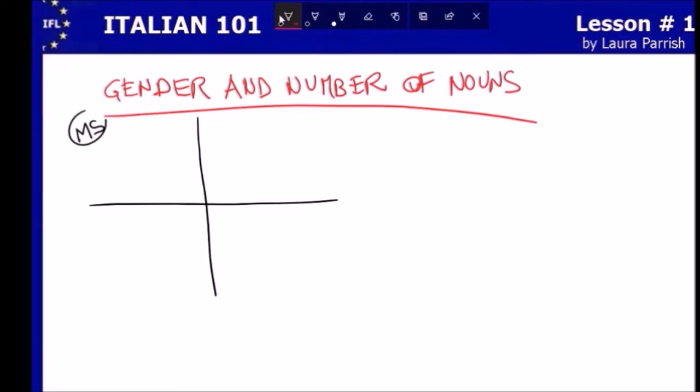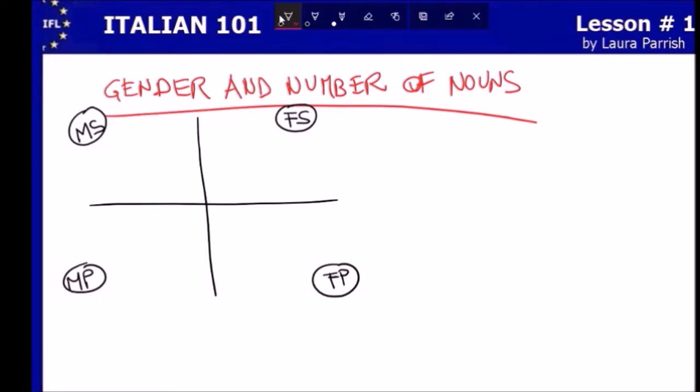This is the quadrant of the masculine singular. Everything that is written here is masculine singular. This is the quadrant of the feminine singular, so everything written here will be feminine singular. This is the quadrant of the masculine plural, so everything written here will be masculine plural. And this is the quadrant of the feminine plural, so everything written here will be feminine plural. Okay, let's write something here.